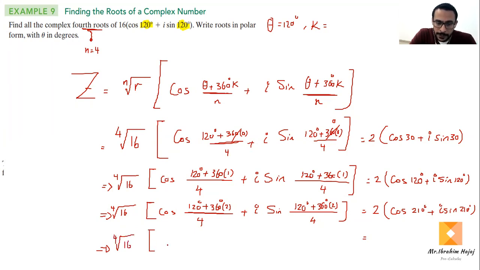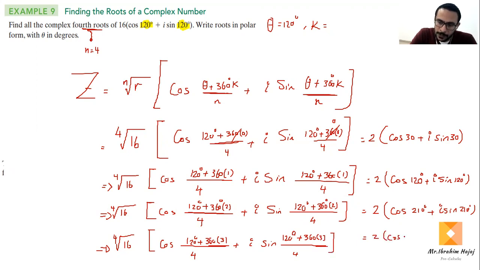The fourth root of 16, cosine, the denominator is still 4 because the fourth root means n is 4: 120 degrees plus 360 times 3, plus i sine, all over 4, and here 120 degrees plus 360 times 3. Multiplied by 3 gives you 300, right?